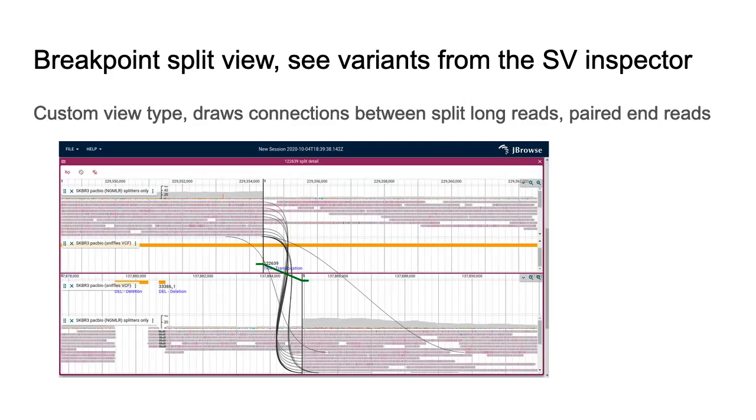So on the top is chromosome 1, on the bottom is chromosome 5, and these long reads were split aligned to those two parts of the genome, which gives good evidence for them being fused. And then the little green bar is just the variant call itself. The black lines are the connections between those split reads. And we call that our breakpoint split view.